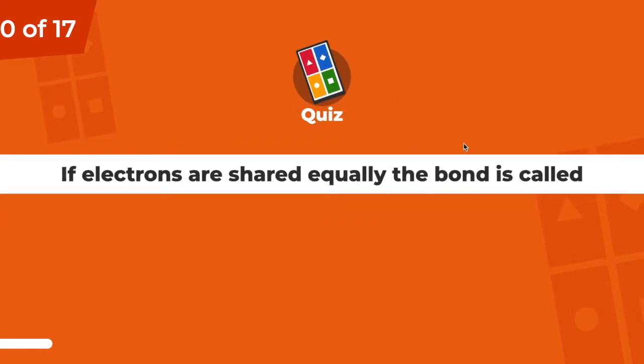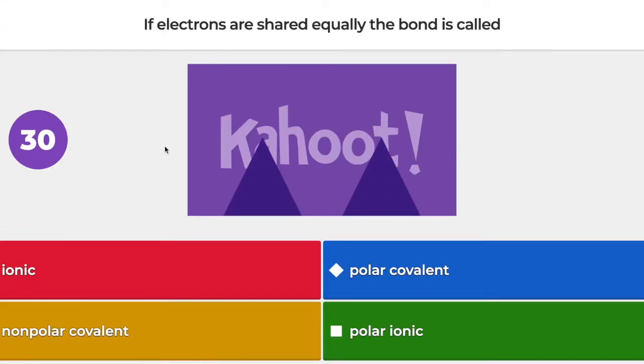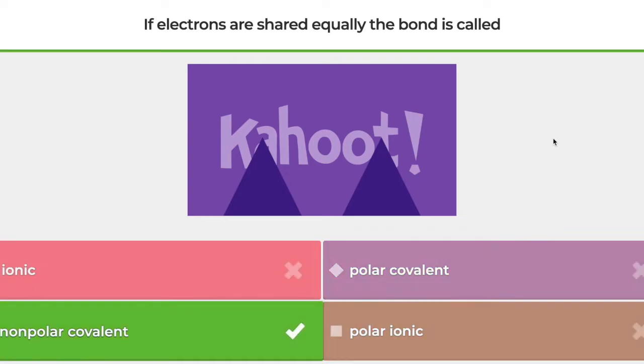All right, next question. If electrons are shared equally, the bond is called what? Well, if they are shared equally, then there is no pulling. They're kind of equally pulling in a tug of war, if you will, and that's going to be a nonpolar covalent bond.